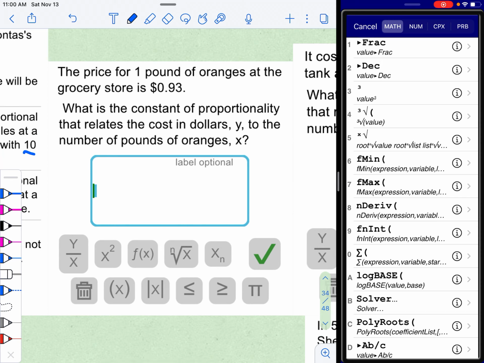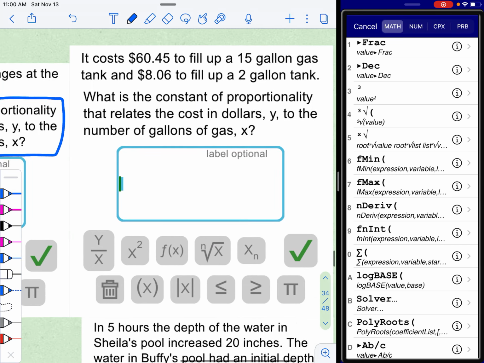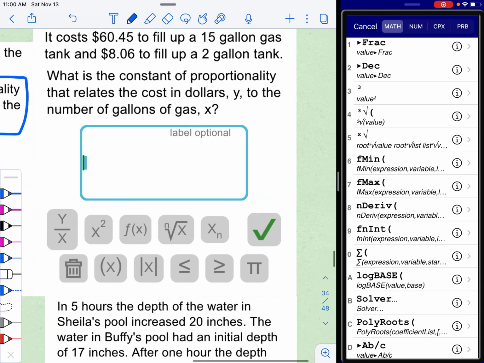The price for 1 pound of oranges at the grocery store is 93 cents. What's the constant of proportionality that relates the cost in dollars to the pounds? So this is just a lot of mathy phrasing. All we're talking about is it's 93 cents for 1 pound of oranges. And anytime we have per one, that's what's called unit rate. So you would just type in 0.93. That's your correct answer. A 0 in front of it would be okay too. That is your unit rate, or your constant of proportionality.